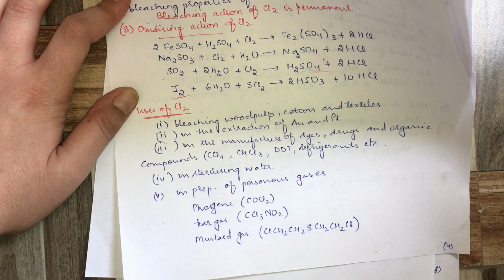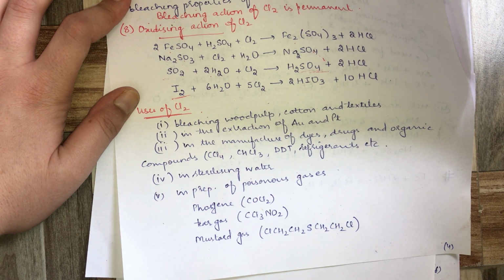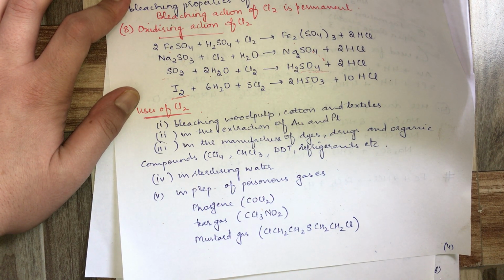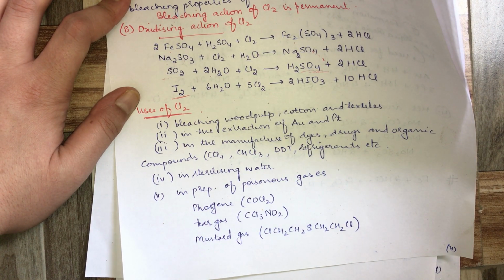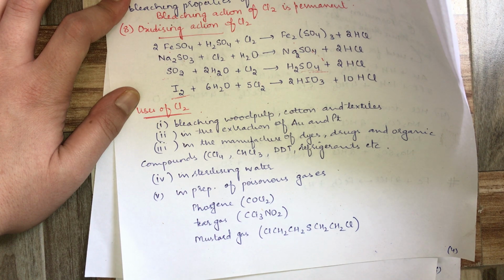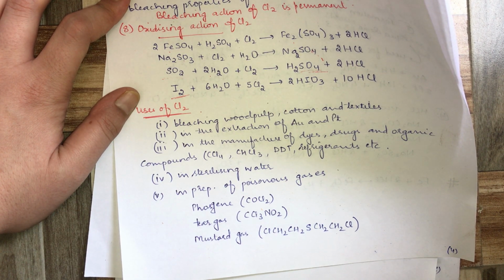Quickly give a look to the uses of Cl2. Bleaching wood pulp, cotton and textiles, in the extraction of gold and platinum, in the manufacture of dyes, drugs and organic compounds like CCl4, chloroform CHCl3, DDT, refrigerants, etc.